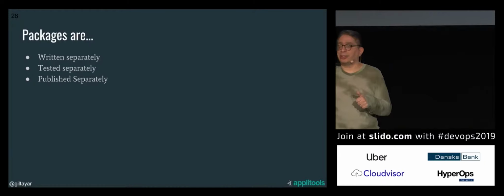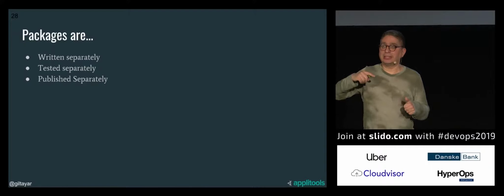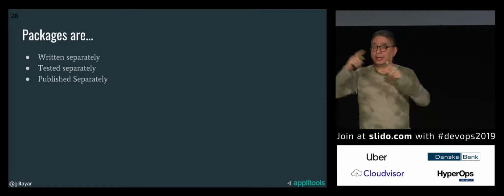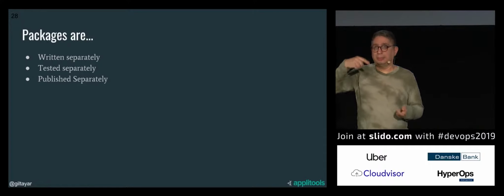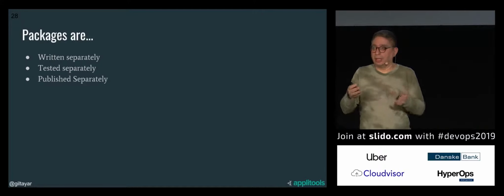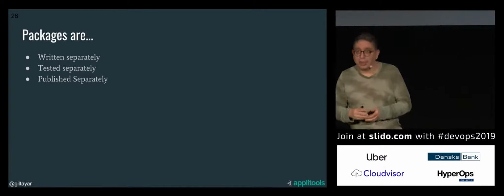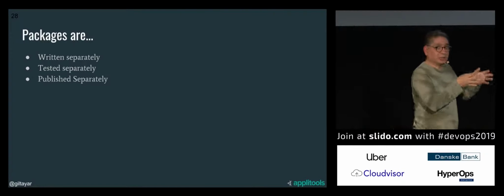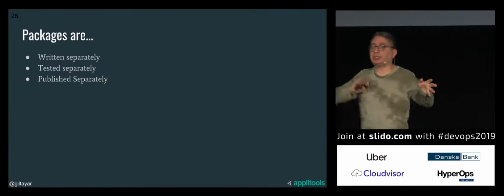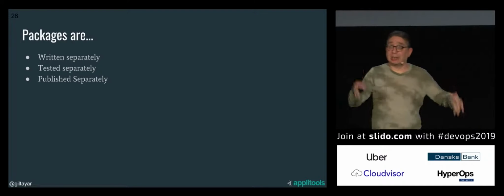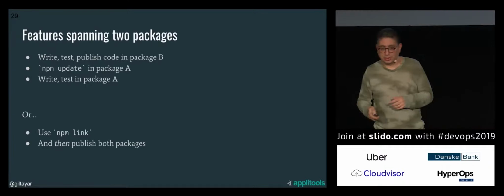Packages are written totally separately. There can be no code use, as in source code use. We can see that they can use each other using import, but not through regular source code usage. Each package is tested separately, and published separately to the NPM registry and to the Docker repository.